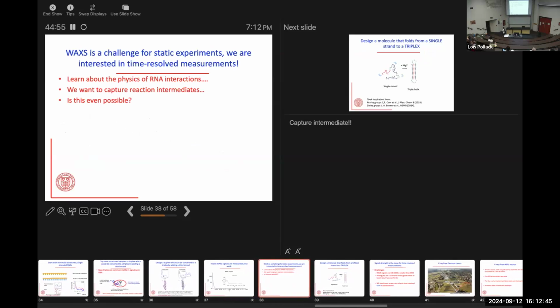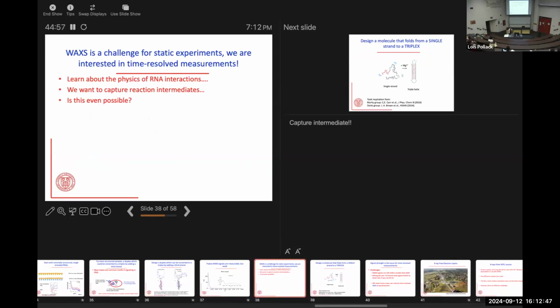Okay, so wide angle scattering is a challenge for static experiments, right? And remember, I really want to do time resolved. I want to start with one structure and see it evolve to another one, right? Because this is how we can learn about the physics of these interactions, maybe even capture reaction intermediates. And I didn't know if this was even possible to do.